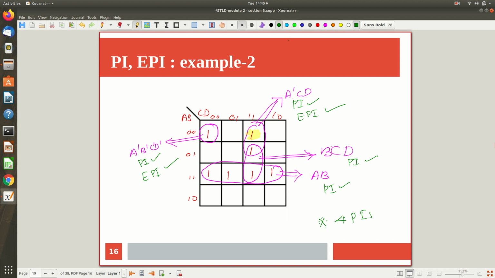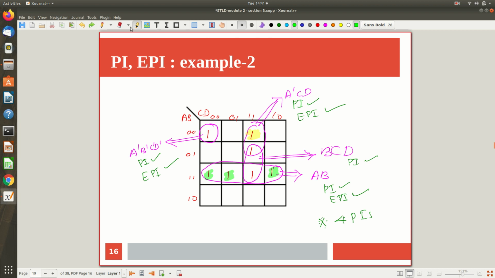Now the next question: is this an essential prime implicant? Yes, this is also an essential prime implicant. Why? Because here there are many cases coming. See, this particular one and this particular one: there is no other way to cover them, so this is the only grouping possible. But if you look at this other one, there are two different prime implicants covering it. So that is not the reason. The reasons are the shaded ones. So that is also a prime implicant.